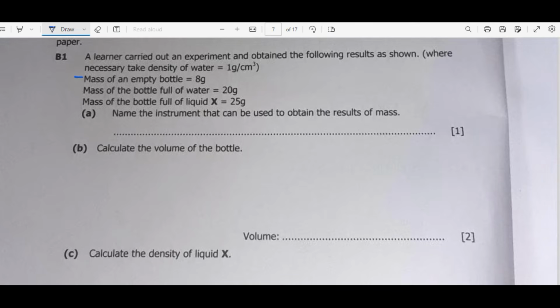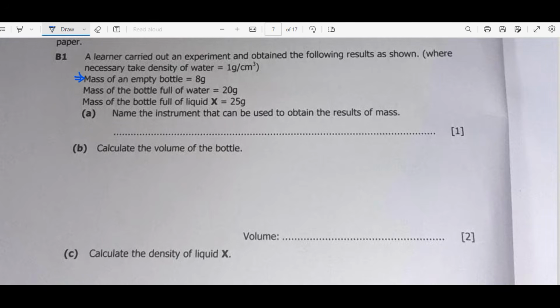So the first point here, we can see the mass of an empty bottle. Before any liquid was poured here, it gave the result of 8 grams. So this is the mass of the empty bottle. Then the mass of the bottle full of water. After water was put in this bottle, the mass reading showed 20 grams. Then there was another liquid, which is liquid X, which gave the reading of 25 grams.